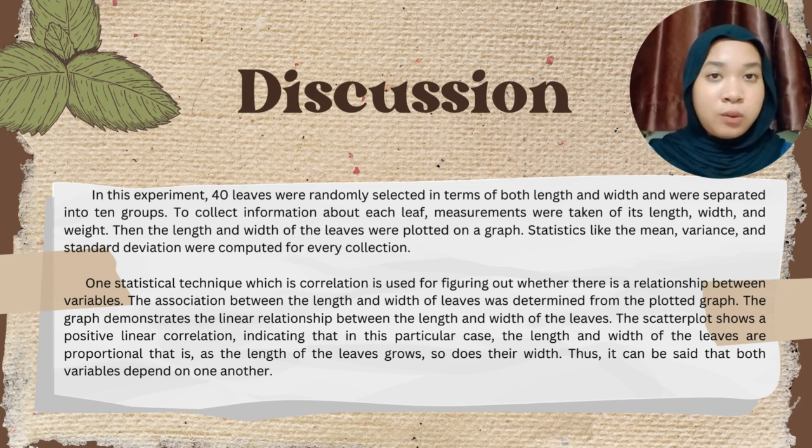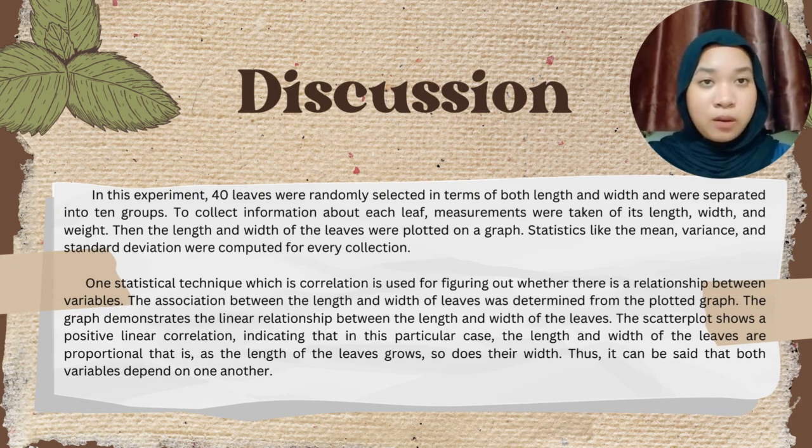One statistical technique, which was correlation, is used for figuring out whether there is a relationship between the variables. The association between the length and width of the leaves was determined from the plotted graph. The graph demonstrates the linear relationship between the length and width of the leaves. The scatter plot shows a positive linear correlation, indicating that in this particular case, the length and width of the leaves were proportional, that is, as the length of the leaves grows, so does their width. Thus, it can be said that both variables depend on one another.